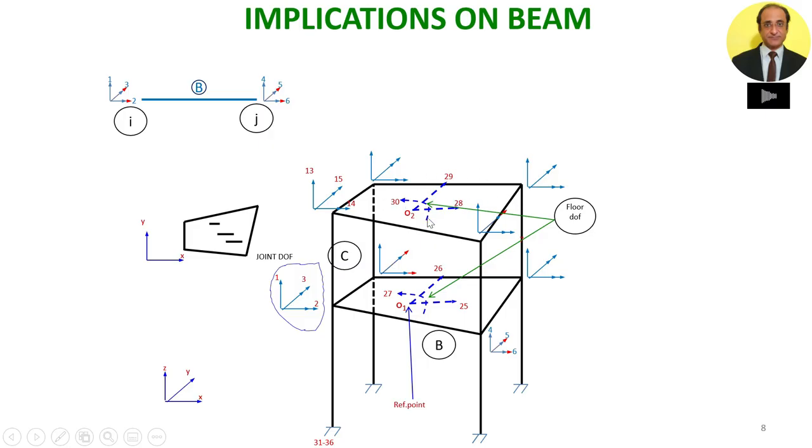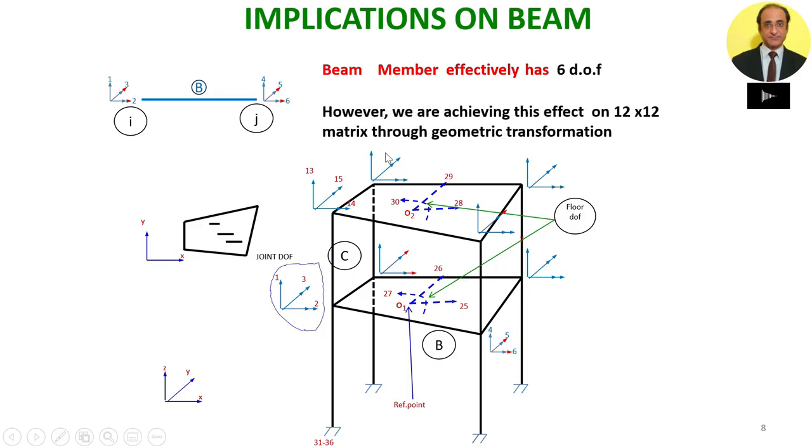In the plane of the floor slab, the beams undergo displacement such that the relative distance between the two ends remains the same. As such, they will not have any axial force. So essentially, a beam member has 6 degrees of freedom. 2 degrees of freedom correspond to the vertical displacements, and the other 2 refer to the rotations. For example, for member B, we have shown these 6 degrees of freedom like this, but actually we are achieving this effect on a 12 by 12 matrix through geometric transformation. We will not reduce the matrix to 6 by 6.